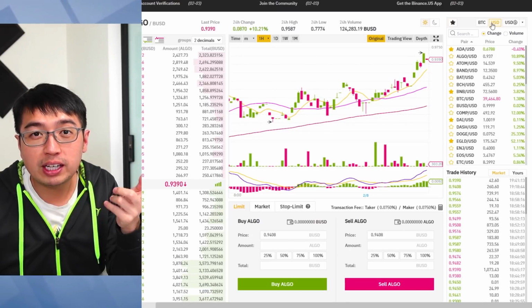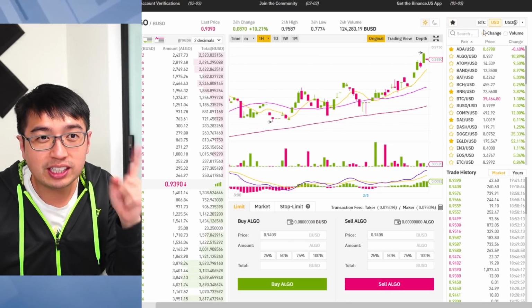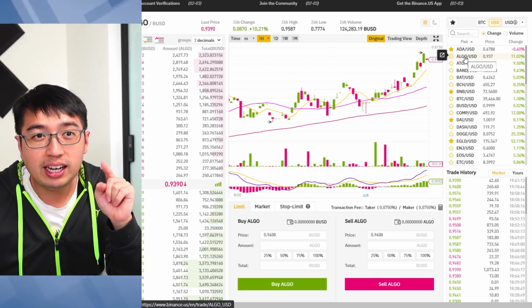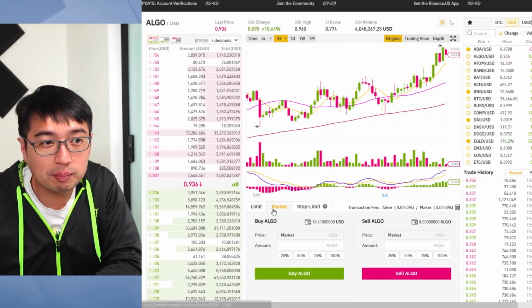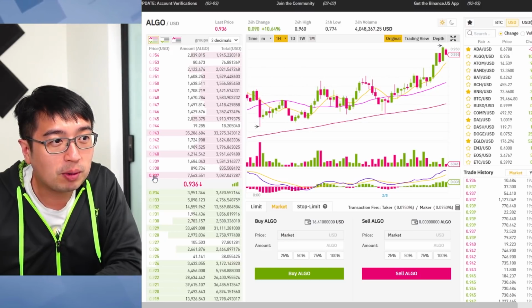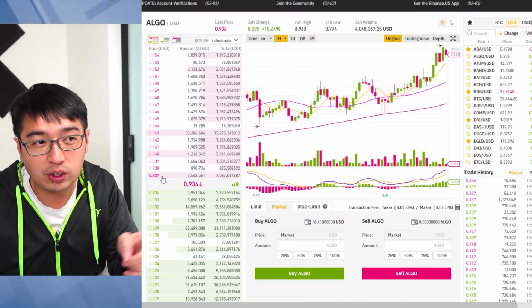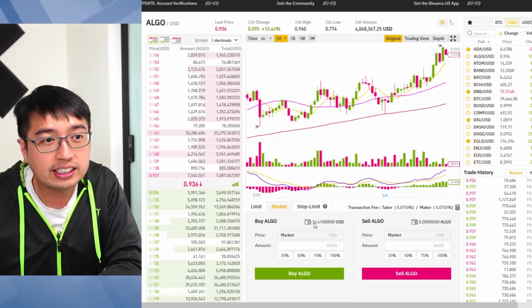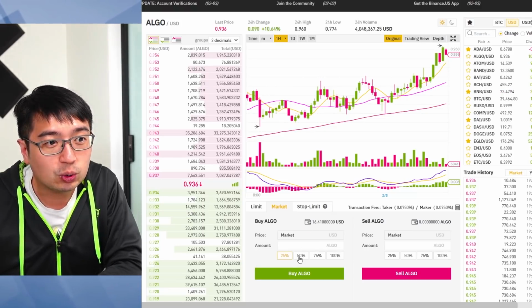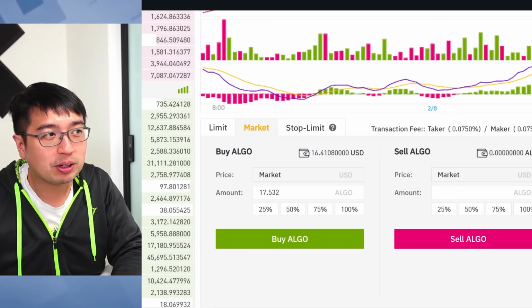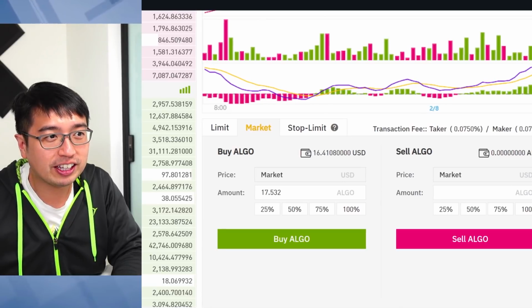So I'm going to filter by USD because I got some US dollars and I'm going to buy a coin. I'm going to buy some Algo, and I'm going to use the market buy this time, which will fill my order at the lowest price here. And since I have $16.41 in my wallet, we can do 25%, 50%, 75, or 100. I'm going to increase the zoom here so you can see everything a little more clearly.